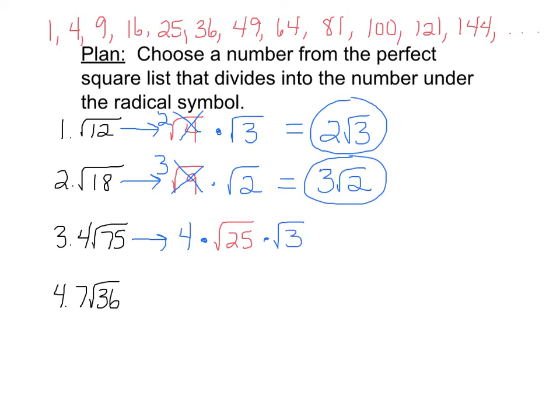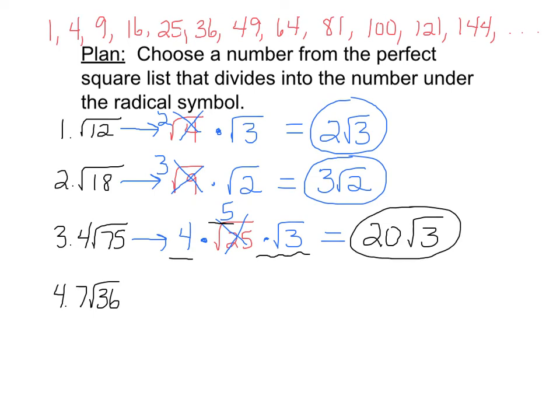25 times 3 is 75, so the square root of 25 times the square root of 3 is the square root of 75. Now let's try to simplify this. I can take the square root of 25. It is nice, regular 5. So if I take 4 times 5, that's going to give me 20, and then I still have to multiply it by this radical 3, so 20 radical 3 is my final answer. And notice that wasn't any harder than example 1 or 2, I just had that extra number out in front.